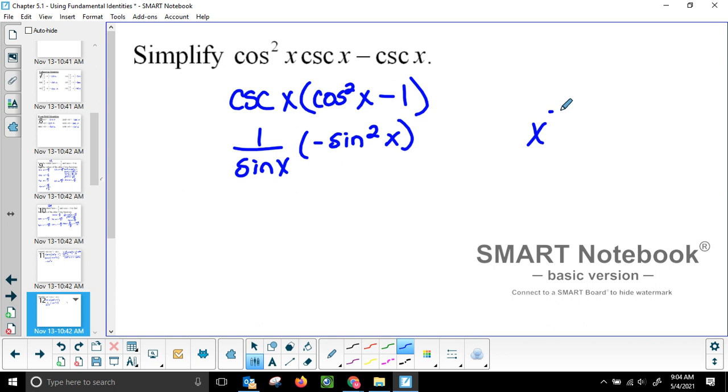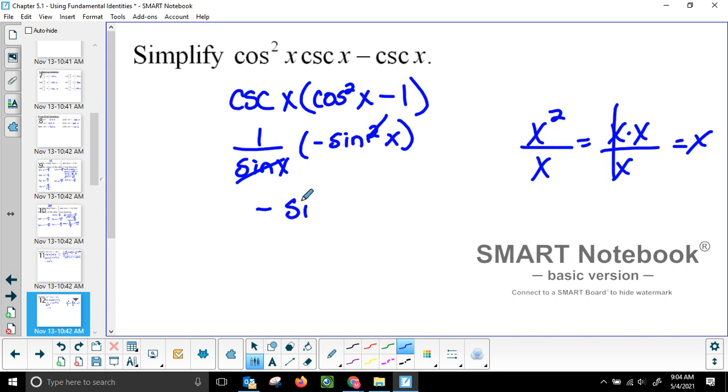What happens if I have x squared over x? Yes, because think about it, x squared is x times x. So of course, 1 x in the bottom cancels with one of the x's in the top, and you're just left with x. Same thing happens here. So this is simply negative sine x. Done.